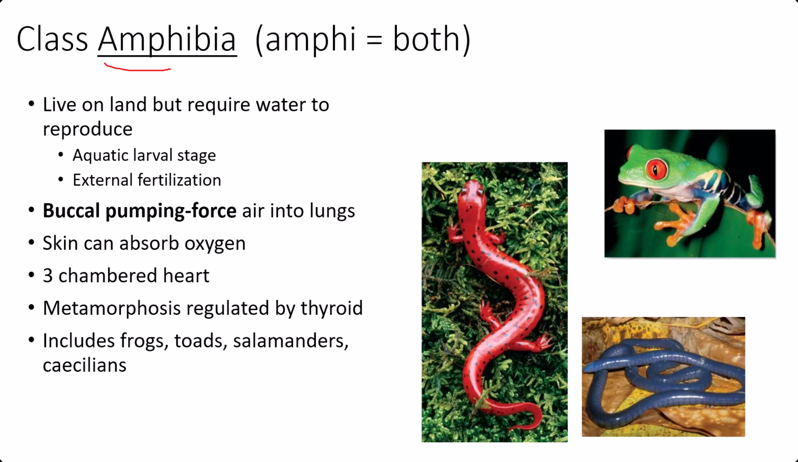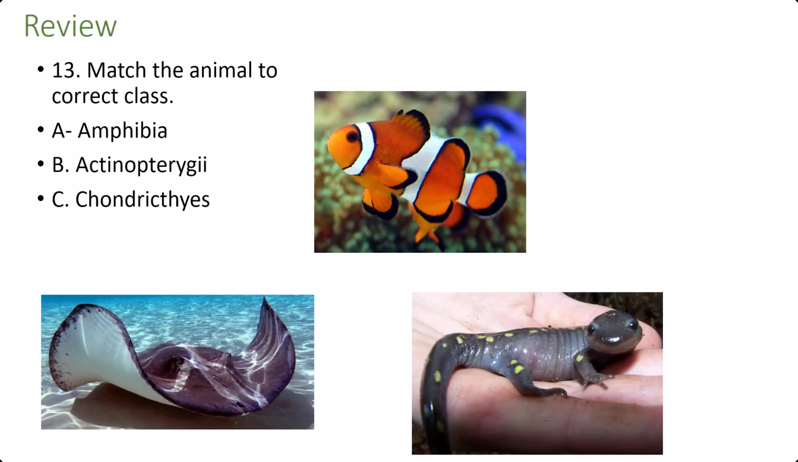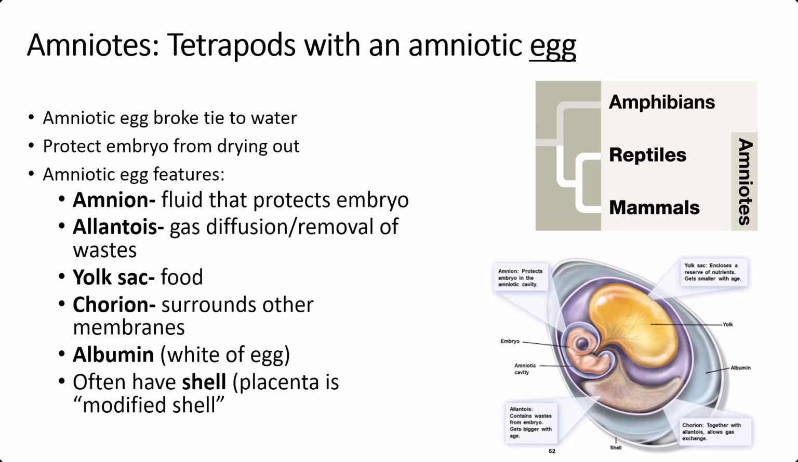Their skin is also able to absorb oxygen. They have a three-chambered heart. They do metamorphosis, which is regulated by the thyroid, and this includes things like frogs, toads, and salamanders. So let's review. Let's match the animal to the correct class. Our first one here, this is a ray-finned fish, so it is B, actinopterygii. Down here we have a cartilaginous fish, so that's chondrichthyes, and lastly here we've got a little salamander, which is an amphibian. That brings us to the amniotes, which are tetrapods with an amniotic egg.